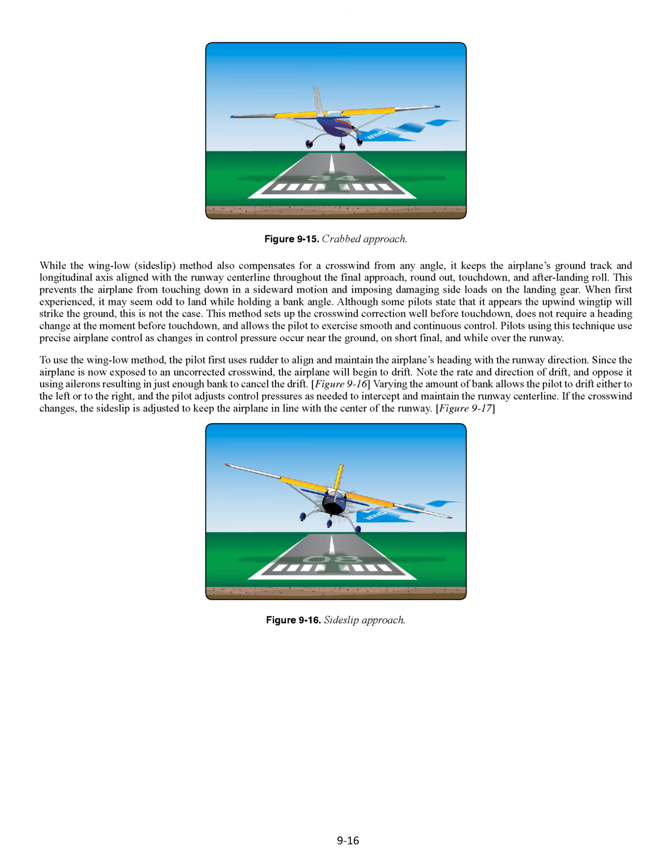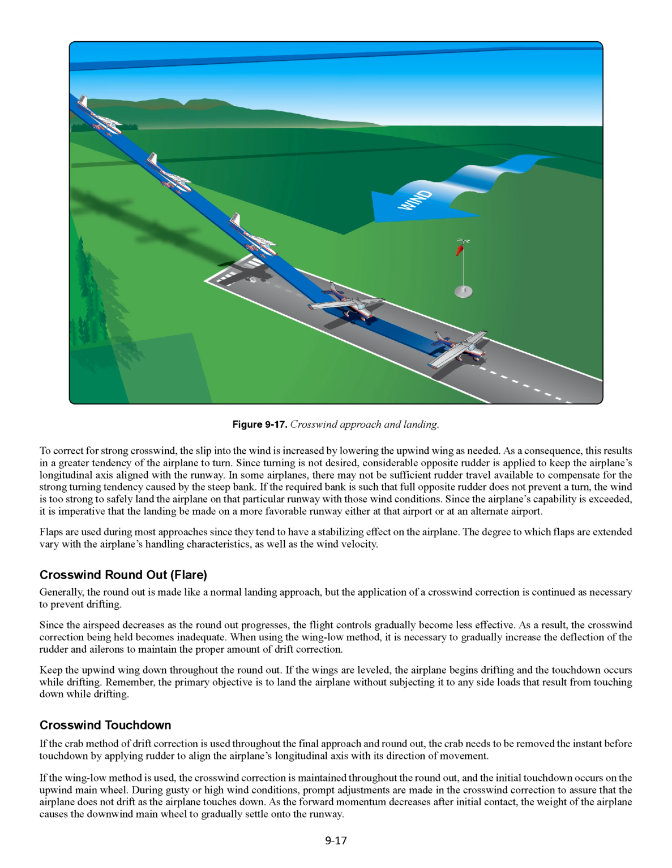To use the wing low method, the pilot first uses rudder to align and maintain the airplane's heading with the runway direction. Since the airplane is now exposed to an uncorrected crosswind, the airplane will begin to drift. Note the rate and direction of drift, and oppose it using ailerons, resulting in just enough bank to cancel the drift. Varying the amount of bank allows the pilot to drift either to the left or to the right, and the pilot adjusts control pressures as needed to intercept and maintain the runway centerline. If the crosswind changes, the side slip is adjusted to keep the airplane in line with the center of the runway. To correct for strong crosswind, the slip into the wind is increased by lowering the upwind wing as needed.